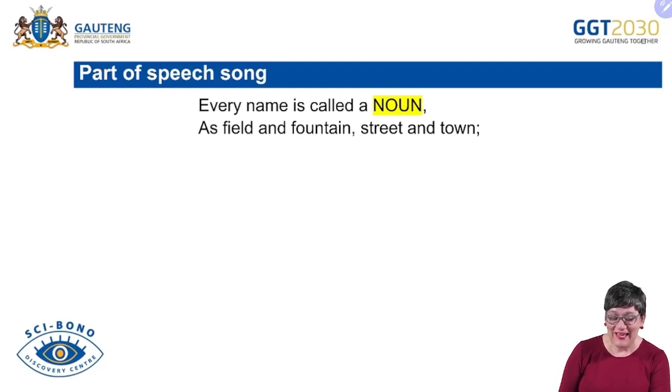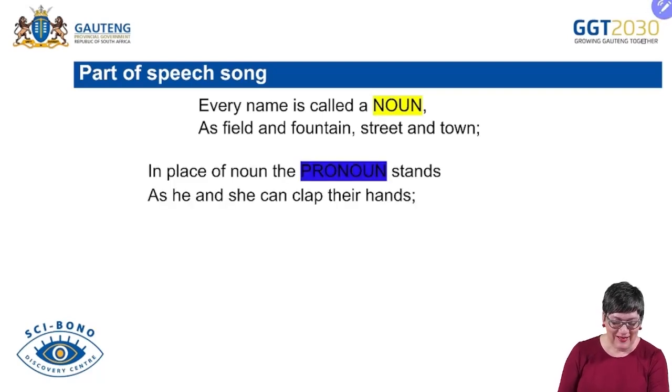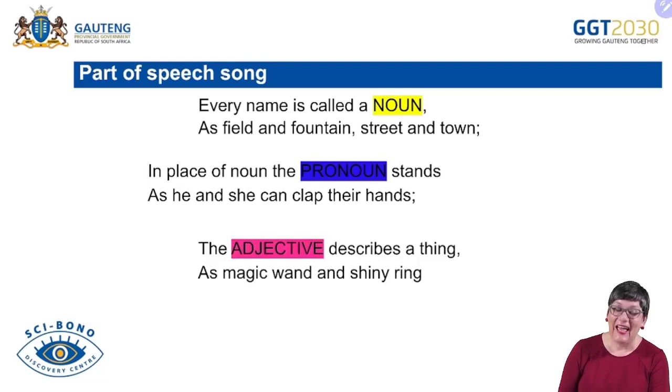Every name is called a noun, as field and fountain, street and town. In place of noun, the pronoun stands, as he and she can clap their hands. The adjective describes a thing, a magic wand, a shiny ring.